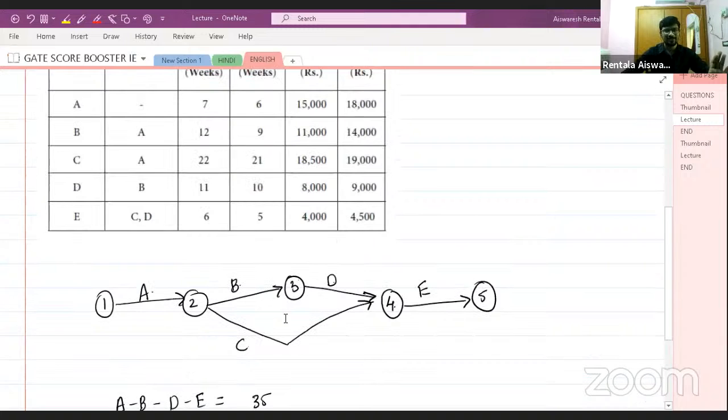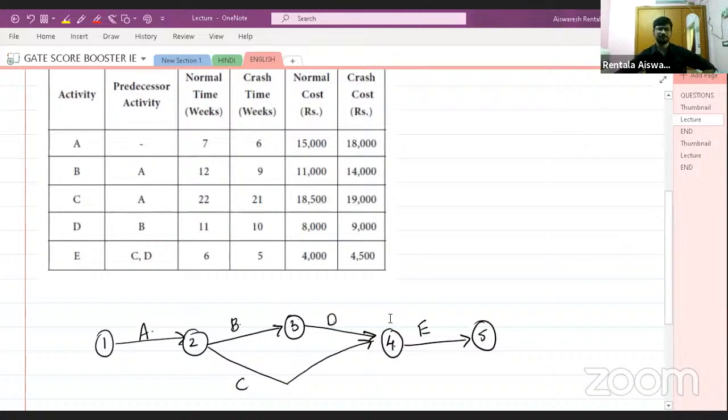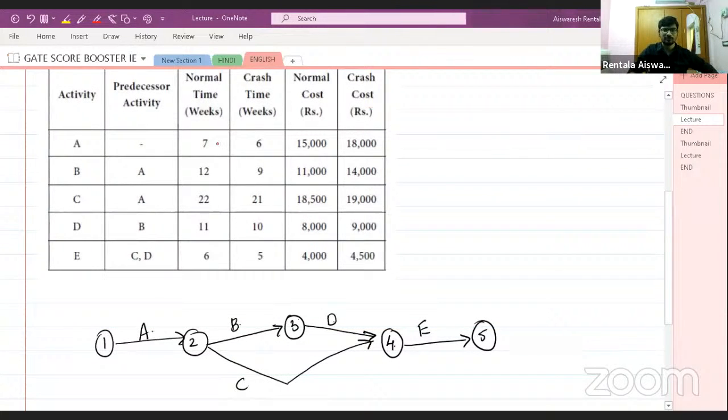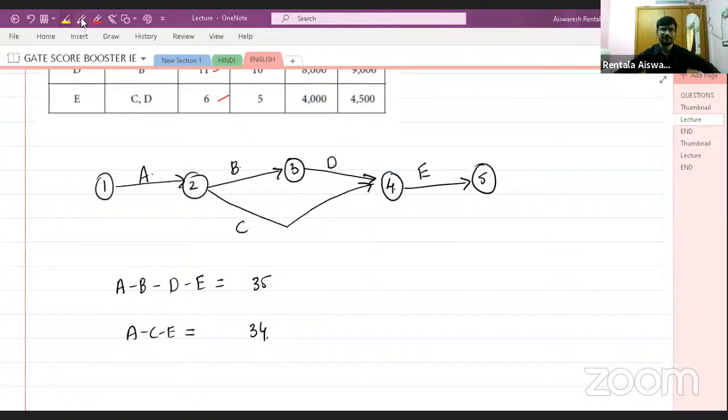Okay, so ABDE is one path and ACE is one more path. You have to consider the normal time, right? Normal time. So A, B, D, E. Acha, so you are getting 36. Let me see, it will be 19, 36. So it will be 36. My mistake, let me clear this. Okay, so 36 and 35 you are getting.